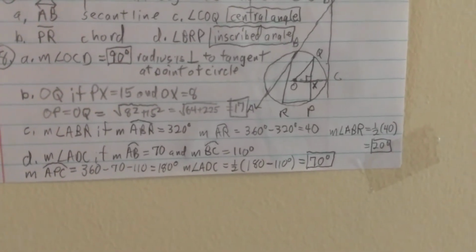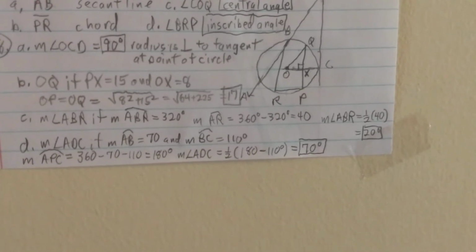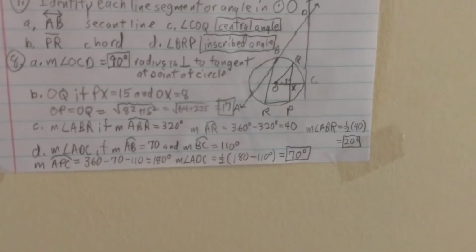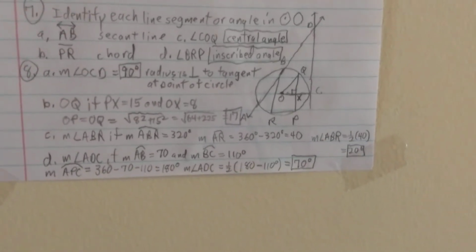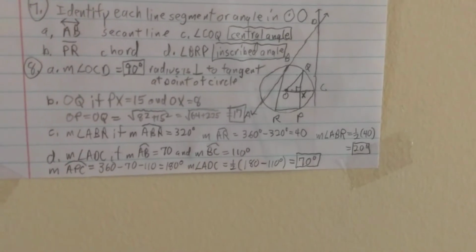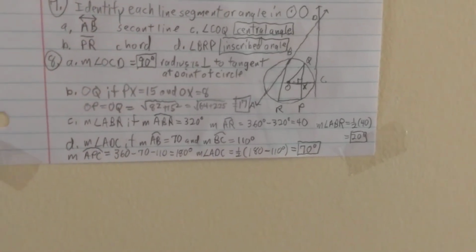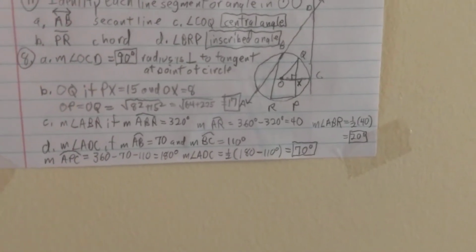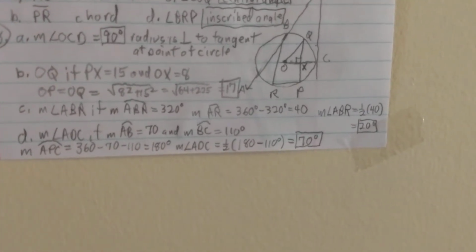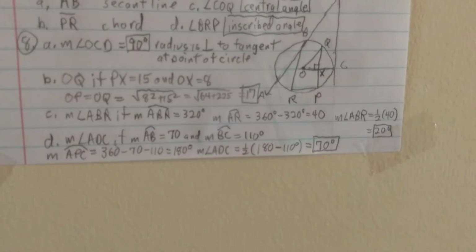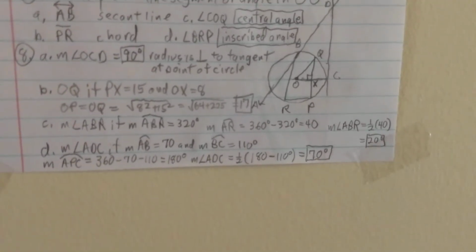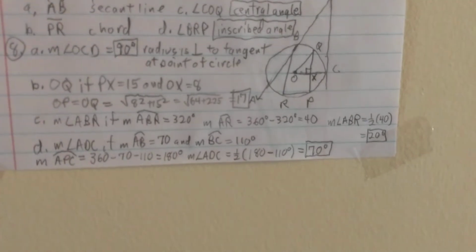So the measure of OCD is where the radius meets the tangent at the point of tangency, and that was one of our theorems, that angle is equal to 90. And OQ is the hypotenuse in that little triangle, which is the same as OP because it's a radius.